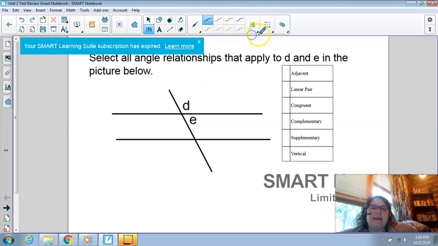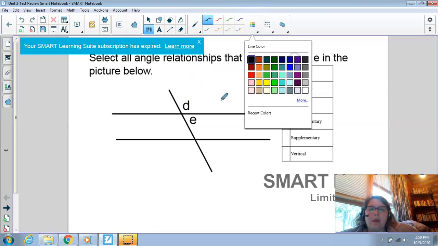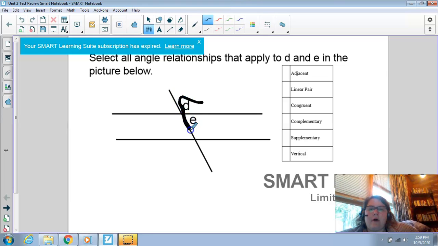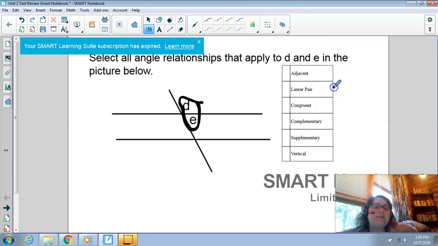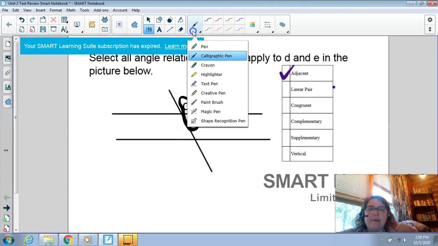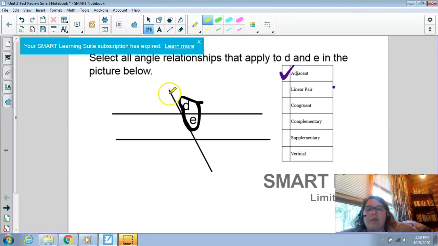So if we look at D and E, they fall on the same line, okay? They are right next to each other. If they're next to each other, they are adjacent. So they're adjacent angles because they are next to each other. Now, the next thing we look at is that they fall on this straight line. They share a side, which is right here, and a vertex, which is right here, which makes them a linear pair.